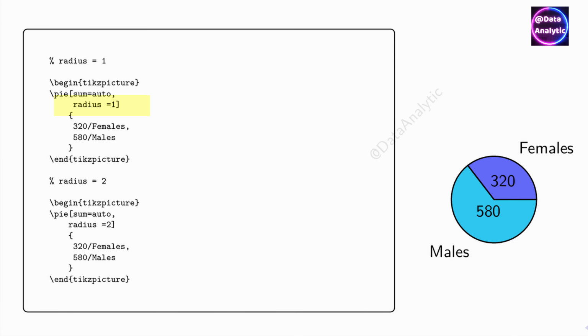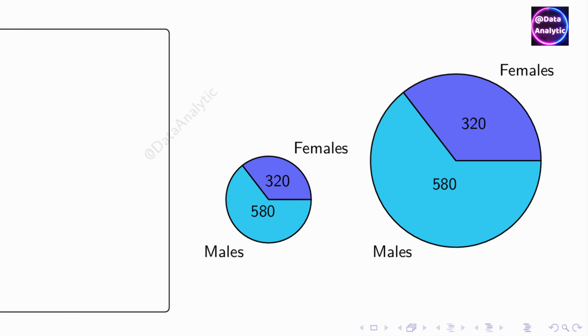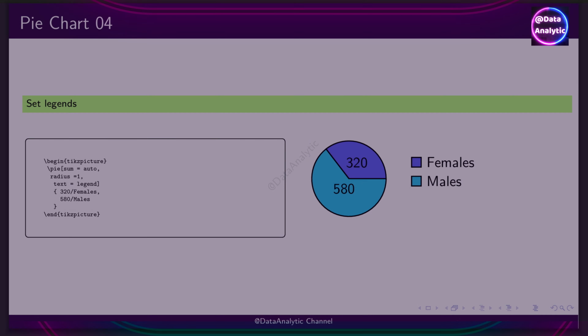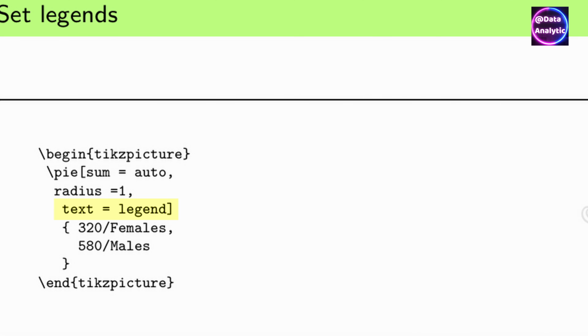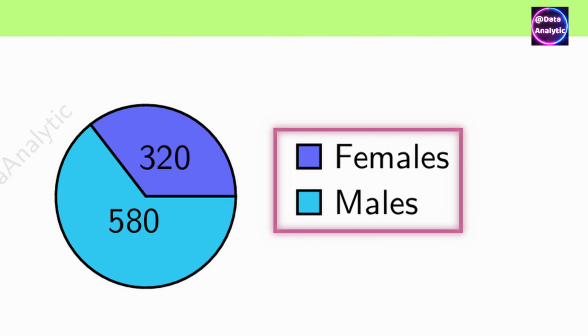Let's get another one, and you can adjust the radius of the pie. You can increase or decrease it. In this one, I'm doing a legend on the right hand side. So using the text equals legend option, we can do that.